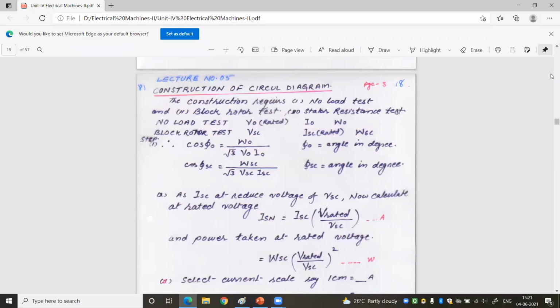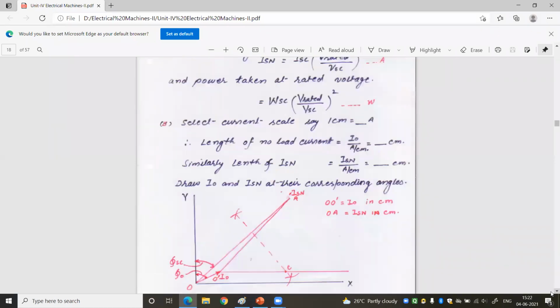Select a proper scale for the current as the current scale. Now choose the length of the no load current and similarly the length of the short circuit current. Here is the y-axis and this is the x-axis. The no load current is drawn first, and from the tip of the no load current a line parallel to the x-axis is drawn. The short circuit current at an angle of phi SC and the no load current at an angle of theta 0 are plotted, and that point is the point A.